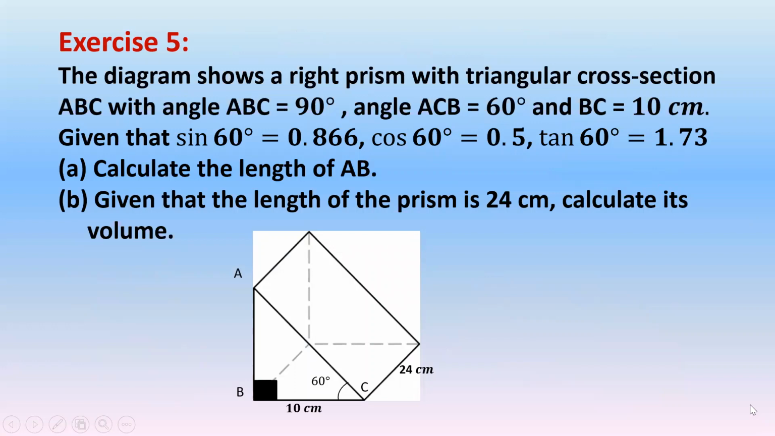Exercise 5. The diagram shows a right prism with triangular cross-section ABC with angle ABC equal to 90 degrees, angle ACB equal to 60 degrees, and BC equal to 10 centimeters. Given that sine 60 degrees is equal to 0.866, cos 60 degrees is equal to 0.5, tan 60 degrees is equal to 1.73. Part A, calculate the length of AB. Part B, given that the length of the prism is 24 centimeters, calculate its volume. Here, I will advise you to revise your chapter trigonometry before doing the exercise.